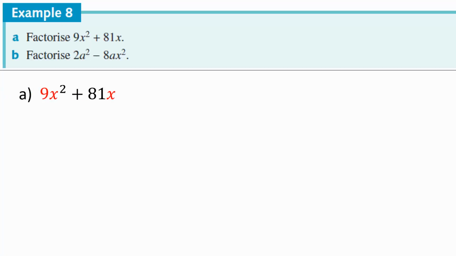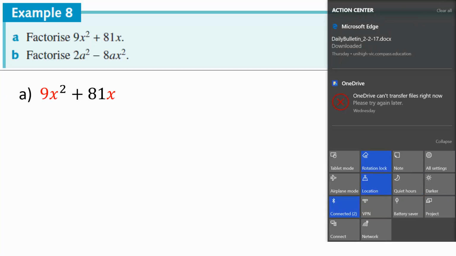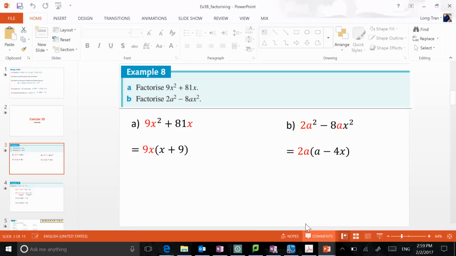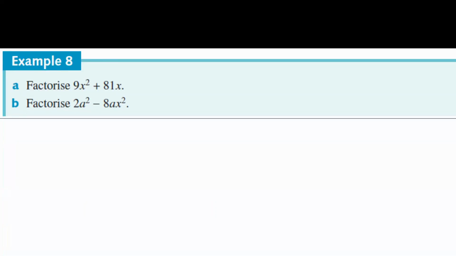Wait, why isn't it working? I think it's lagging. What do you see? Oh, when technology fails. Discard. Let's go back.